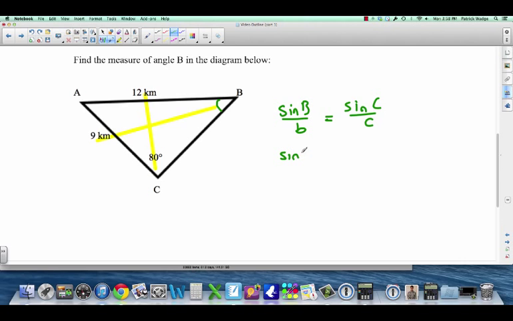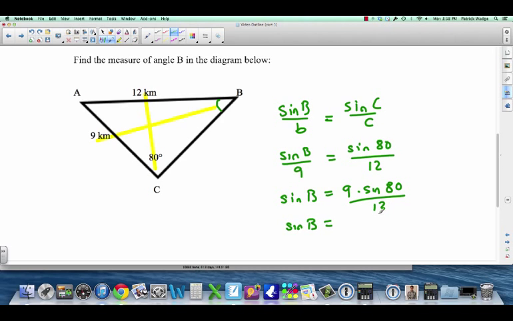Sine B you don't know, but we do know side B, which is 9, equals sine C, so sine 80, that's how much angle C is, over 12, that's how much C is. And again, we cross multiply. So you're going to be left with sine B. Sine B equals, multiply those, 9 times sine 80, and then divide by the 12. If you do that, you'll still have sine B, and you'll find that it equals 0.74.